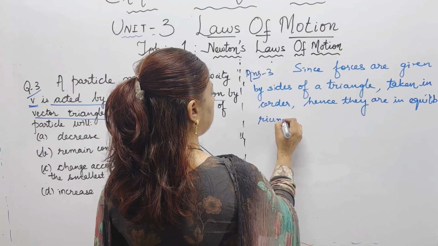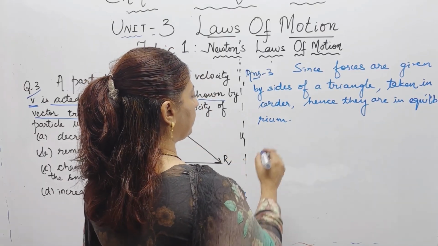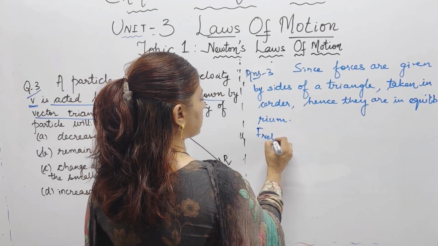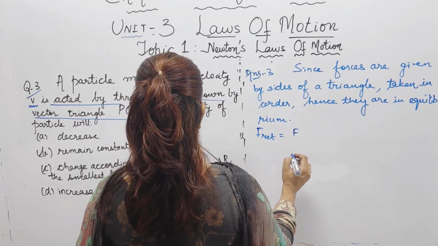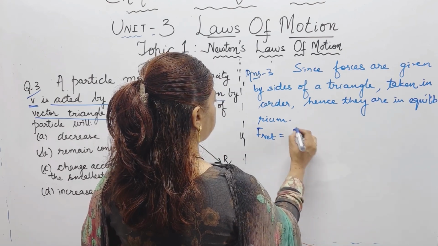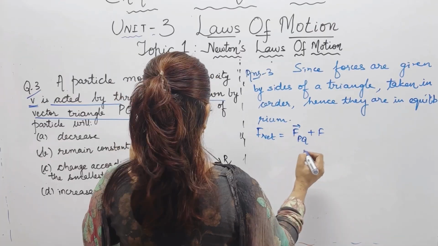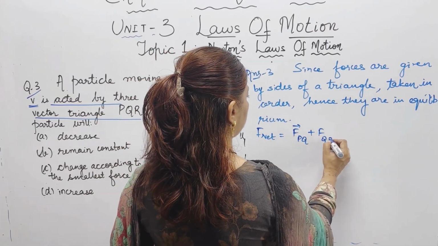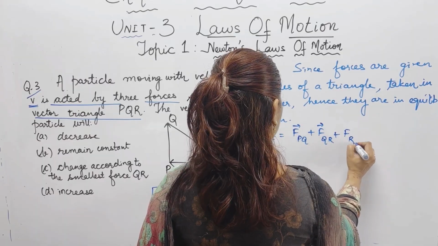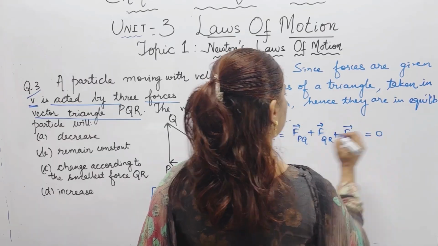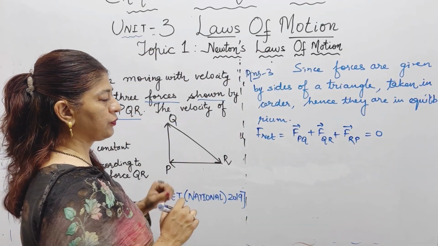And what does it mean? They are in equilibrium. The net force, that is the force on PQ plus the force on QR plus the force on RP, this thing is equal to 0.